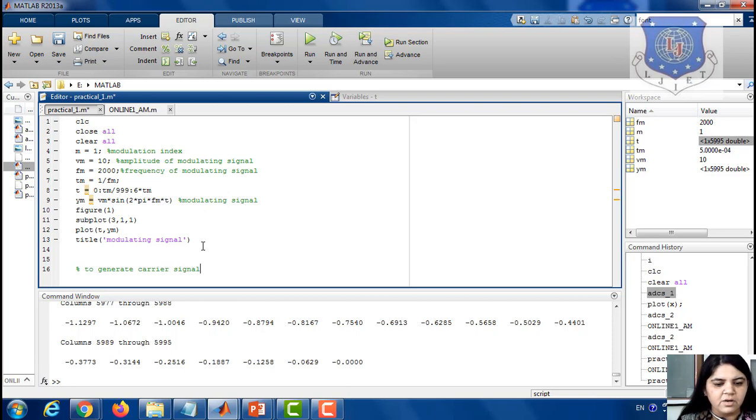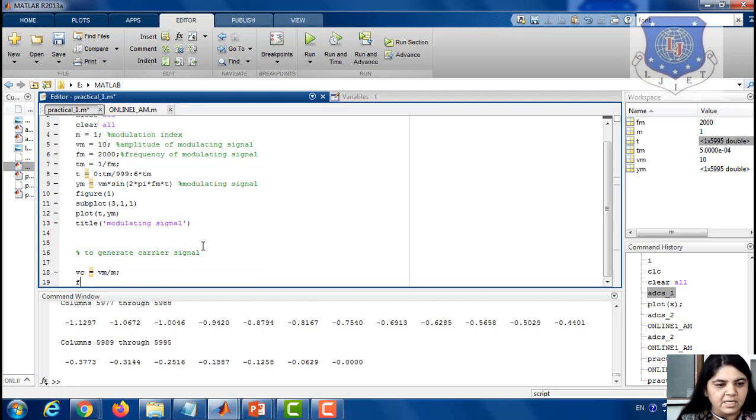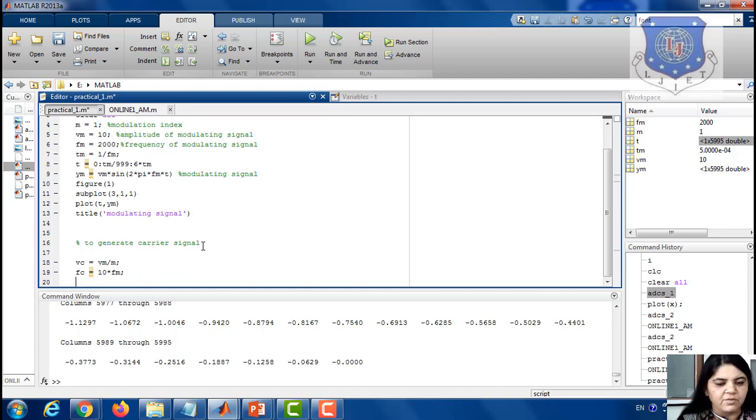Fine. So now we are going to generate the carrier signal. What is the relation? The small m is equal to Vm upon Vc. So I can write over here my Vc is equal to Vm upon small m. Now I need to define my frequency. We know that the carrier frequency is a higher frequency. So suppose I am multiplying some factor with my modulating frequency. So now it's my carrier frequency.